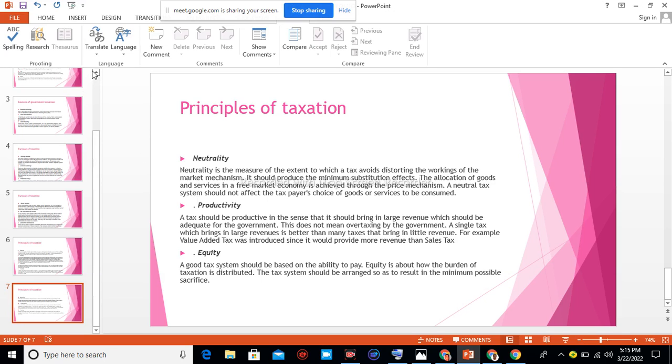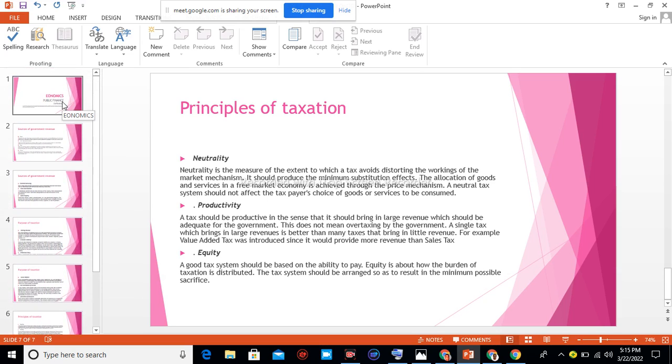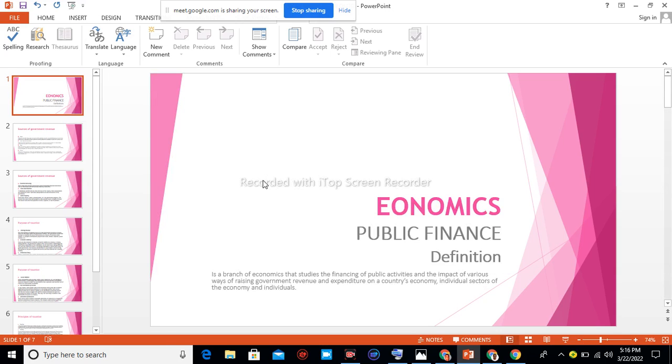So, does any one of you have a question? If there is no question, I'll ask you, Mutunga, can you remind us what we learned today? Today we've learned about public finance. That is the definition. It's a branch of economics that studies the financing of public activities and the impact of various ways of raising government revenue and expenditure on a country's economy, individual sectors of the economy, and individuals themselves.